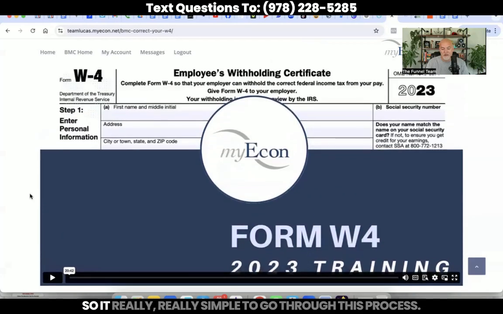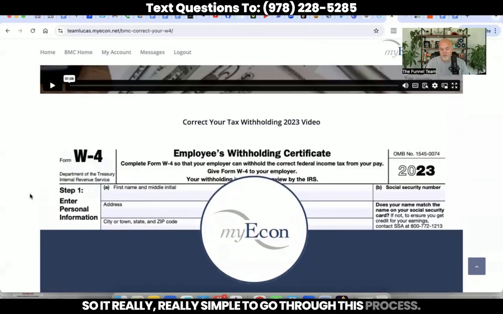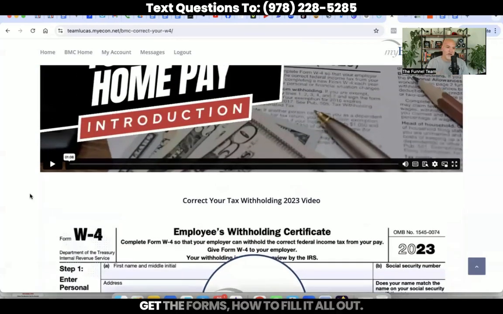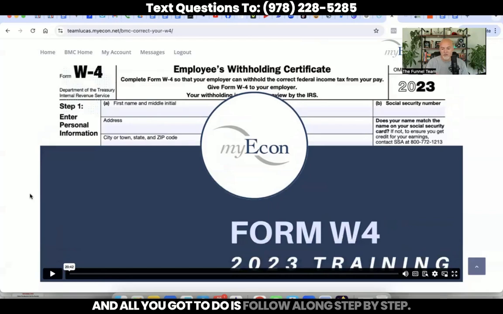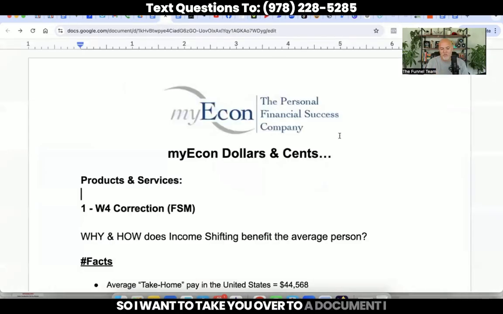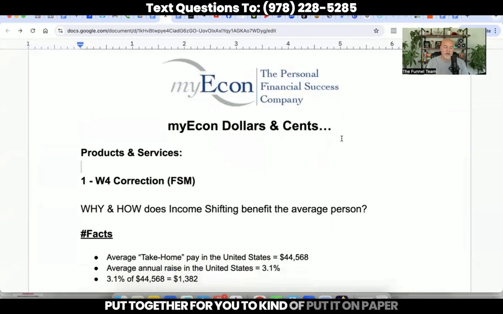Okay, so it's really, really simple to go through this process. They're going to walk you through it, where to get the forms, how to fill it all out. They're going to take you through that, and all you got to do is follow along step by step. They're going to show you some basic math. You're going to calculate what your earnings are, your family income, all those things, and they're going to show you how to do this step by step. So I want to take you over to a document I put together for you to kind of put it on paper so you could see it and just kind of understand this.